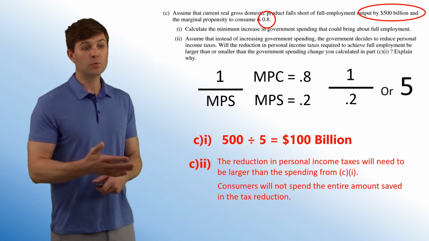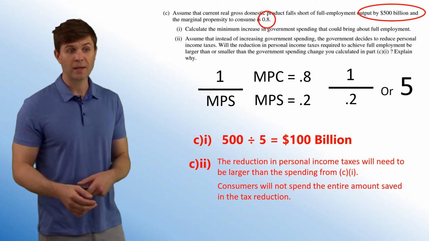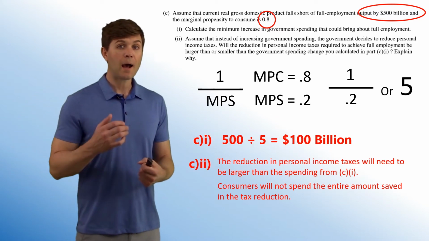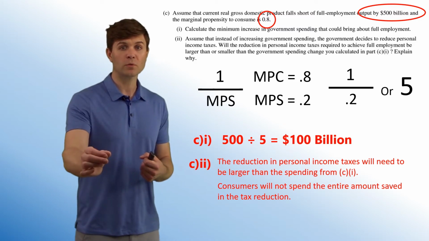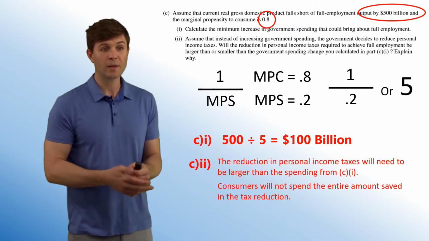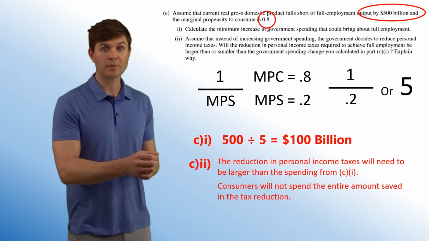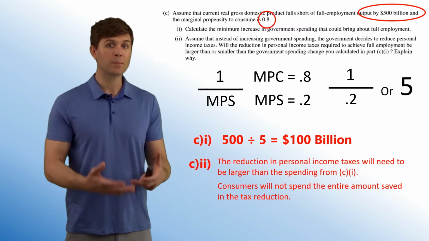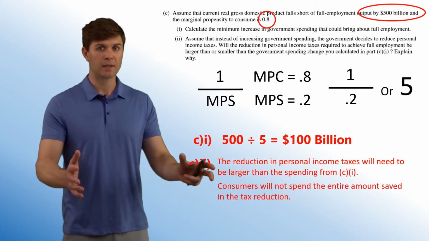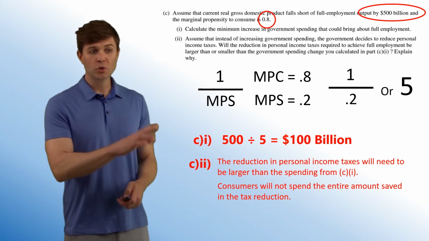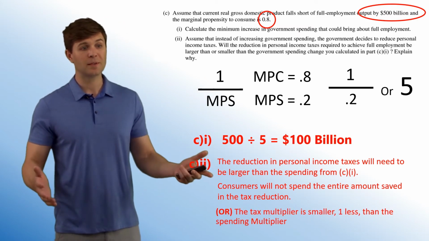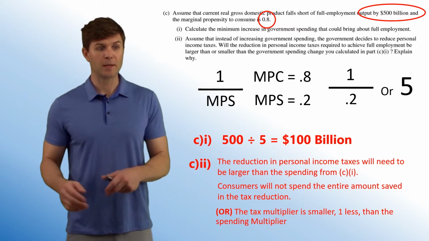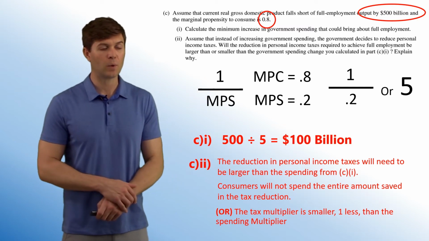So you could say that consumers will not spend the entire amount saved in the tax reduction. That's basically saying that I get a tax cut, I'm not going to spend the whole thing. Some of it's going towards savings. In this case, 20%, 0.2, is going towards savings. So we're going to initially put some away, not spend it all. When the government spends money, all of that gets added into GDP. So you could go with that reasoning, or you could simply say that the tax multiplier is smaller than the spending multiplier. That would suffice for an answer as well.